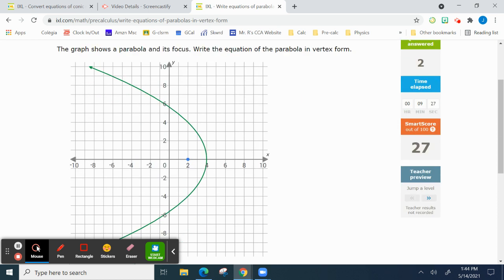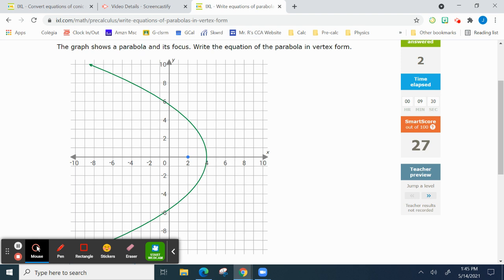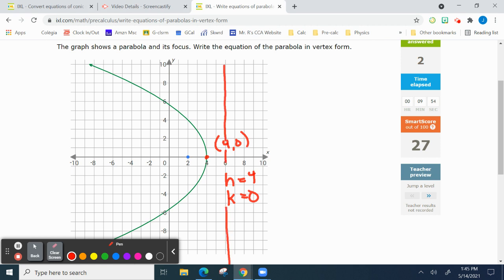So this is the graph of the parabola with its focus. I'm just going to tell you quickly. We've got our vertex, right? So h, what does h equal? This point, doing it carefully, is 4, 0. So h equals 4, k equals 0. And then instead of the directrix, which would be right here, we have the focus. So that's going to be our c, right? So c equals 2. So a equals 1 over 4c, which is 1 over 4 times 2, which equals 1 over 8.